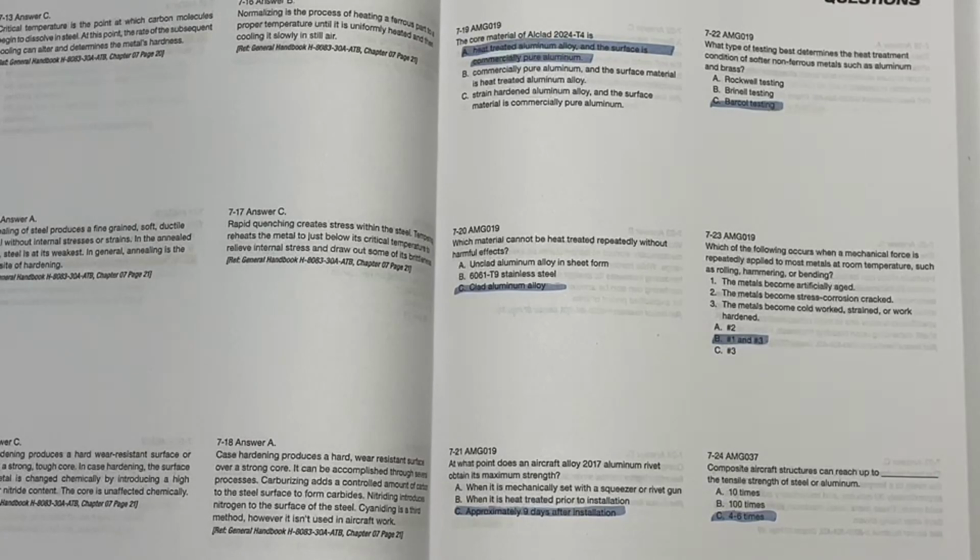Question 723. Which of the following occurs when a mechanical force is repeatedly applied to most metals at room temperature, such as rolling, hammering, or bending? 1. The metals become artificially aged. 2. The metals become stress corrosion cracked. 3. The metals become cold worked, strained, or work hardened. Is it A, number 2, B, number 1 and 3, or C, number 3? The correct answer is B, number 1 and 3. Number 1 is the metals become artificially aged, and number 3 is the metals become cold worked, strained, or work hardened.